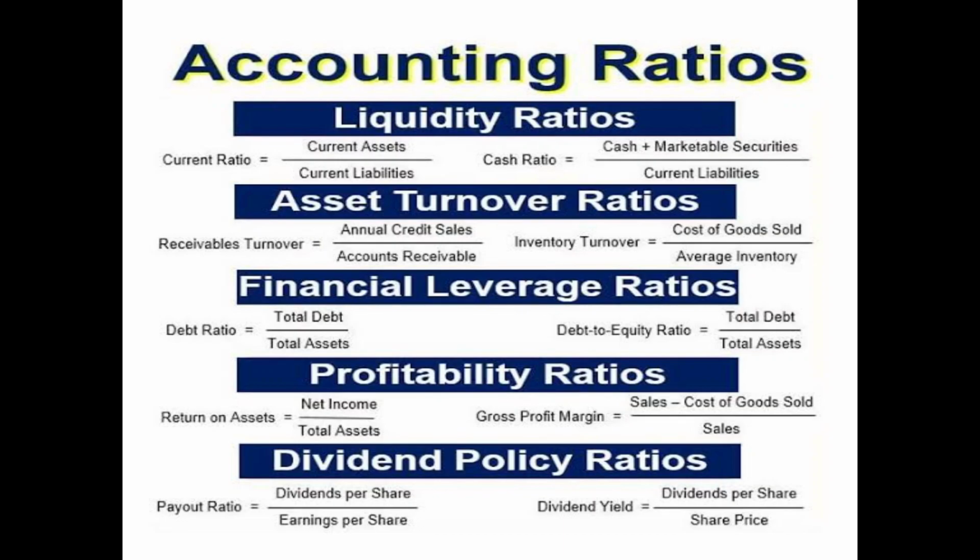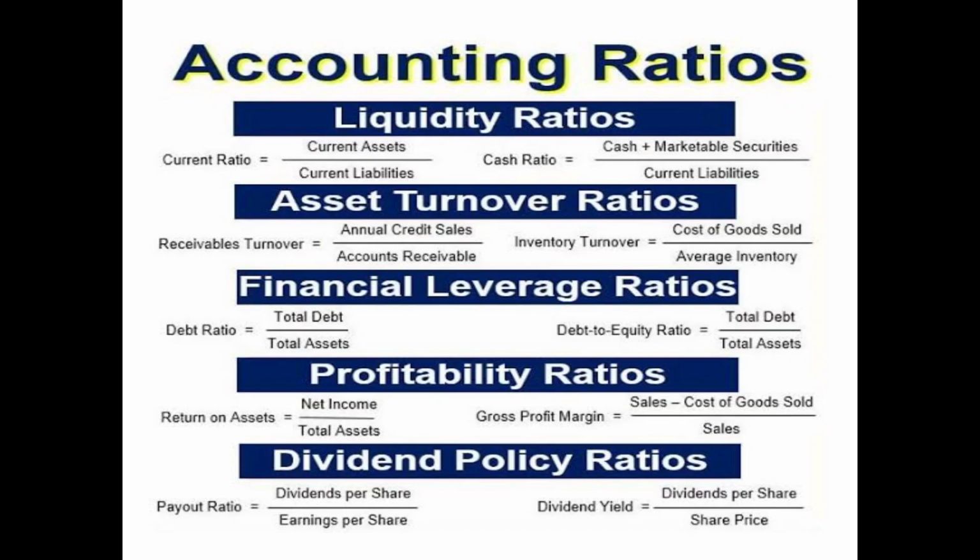Under profitability ratios, return on assets and gross profit margin. To calculate return on assets, net income divided by total assets. To calculate gross profit margin, sales minus cost of goods sold divided by sales.